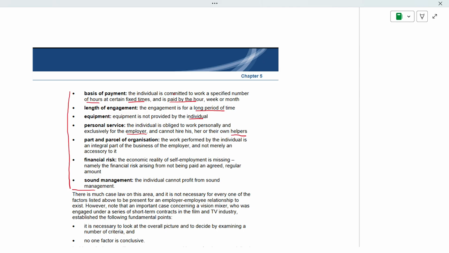Can you explain sound management? The individual cannot profit from sound management. What does that mean, sir?